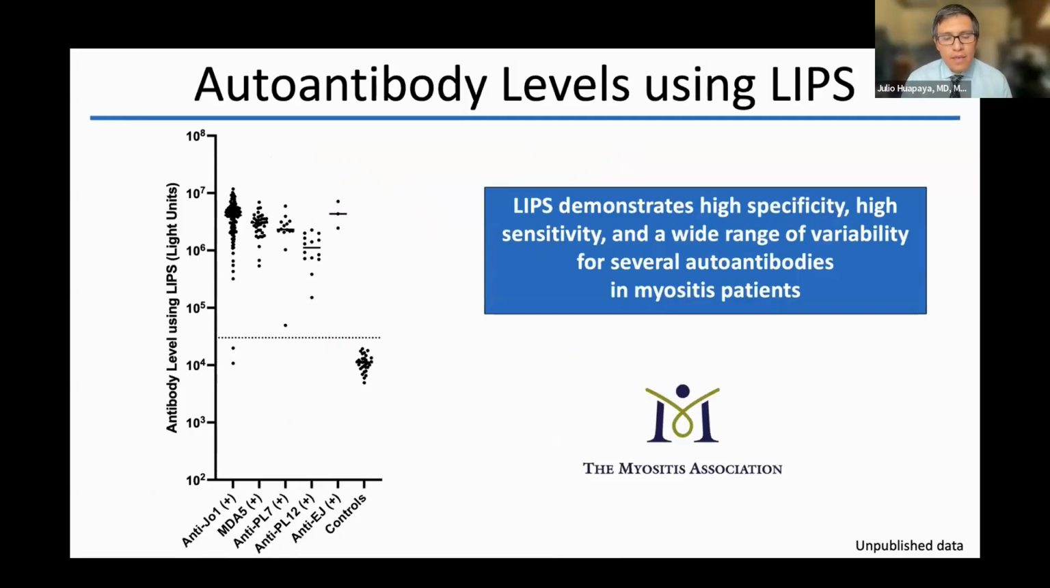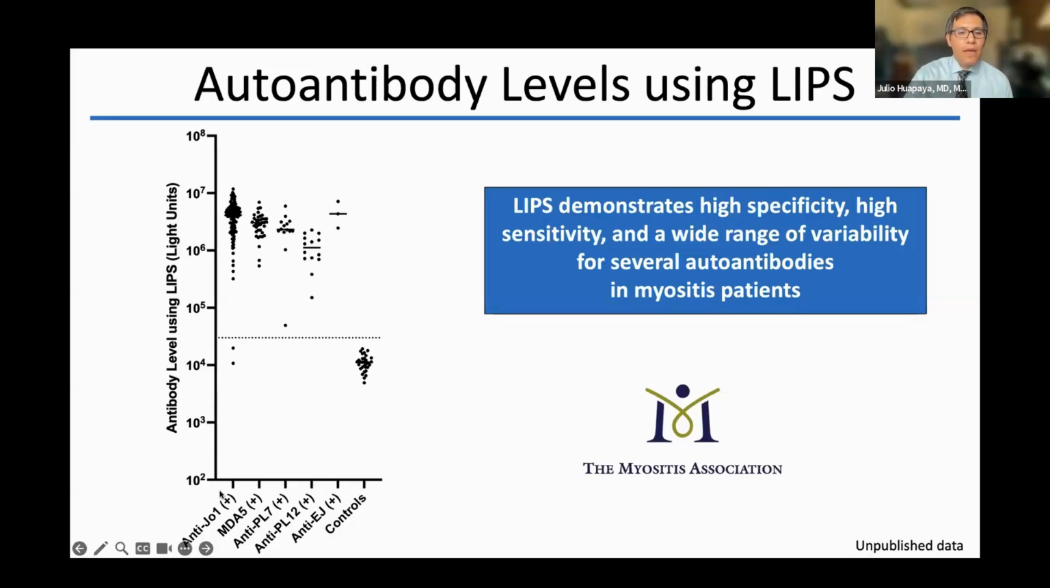And again, a huge shout out to the Myositis Association. By now, we have measured autoantibodies in more than 250 patients, from patients who were seen at the NIH in different institutes, and also from Johns Hopkins or the Myositis Center. And here, again, showing you the antibody levels measured in light units with LIPS, this luminescent profiling method.